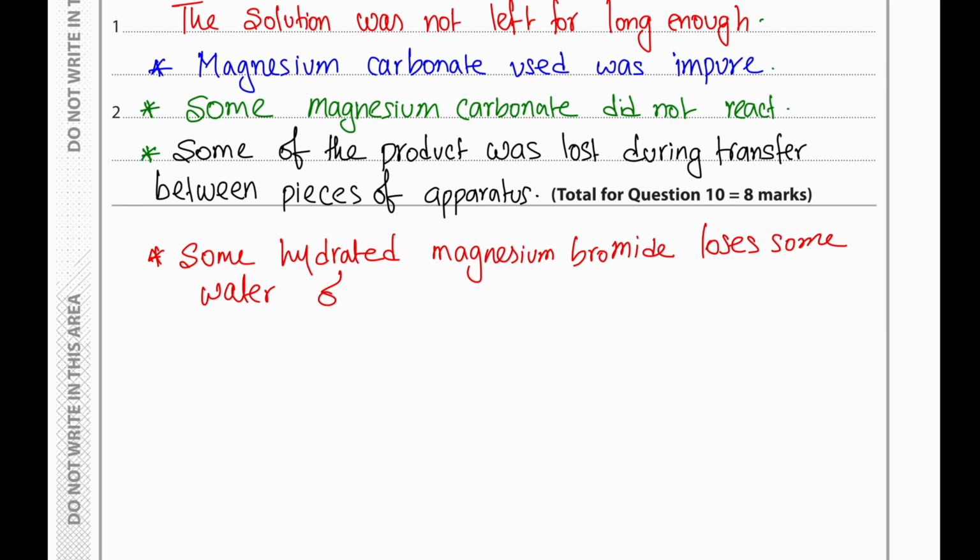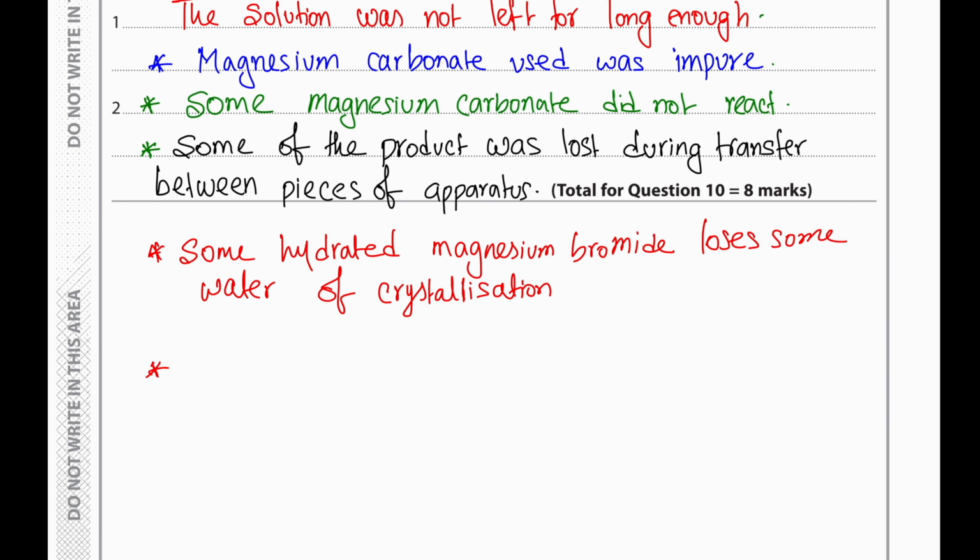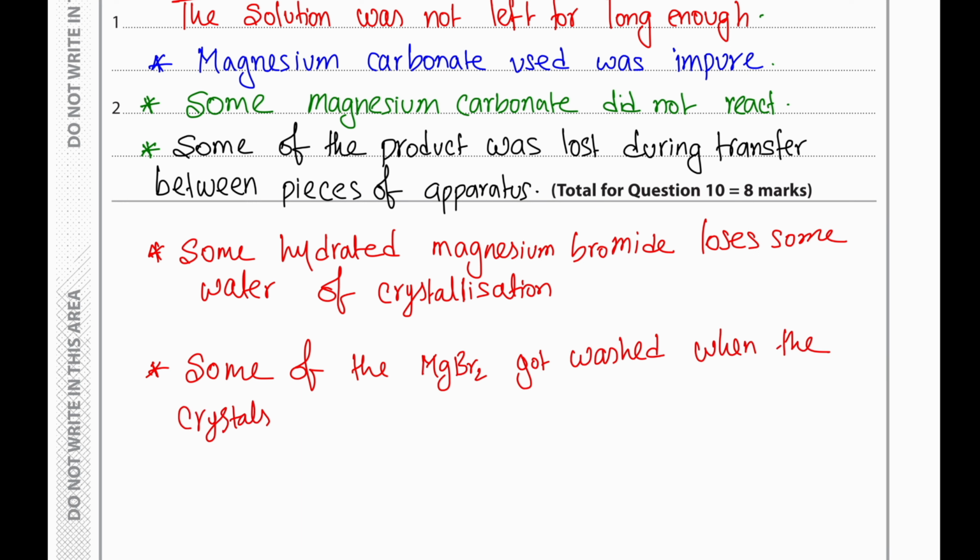All right, we may also write that the solution was not left for long enough for most of the magnesium bromide.6H2O to crystallize. So guys, there are a total of 6 points mentioned here. You can just choose any two of the points and write them in the answer and it will be full marks.